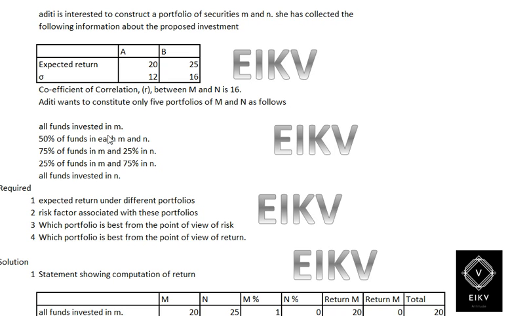Aditi wants to constitute the portfolio of M and N as follows: all funds invested in M, 50% of funds invested in each of M and N, 75% of funds invested in M and 25% in N, 25% of funds invested in M and 75% in N, and all the funds invested in N. So you are required, number one, to compute expected return under different scenarios, number two, the risk factor associated with these portfolios, number three, which portfolio is the best from the point of view of risk, and number four, which portfolio is the best in terms of return.